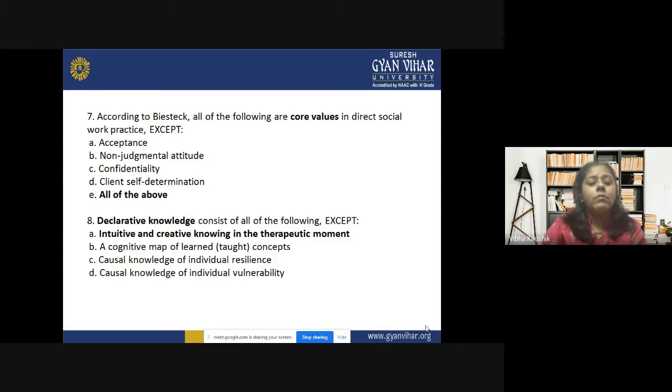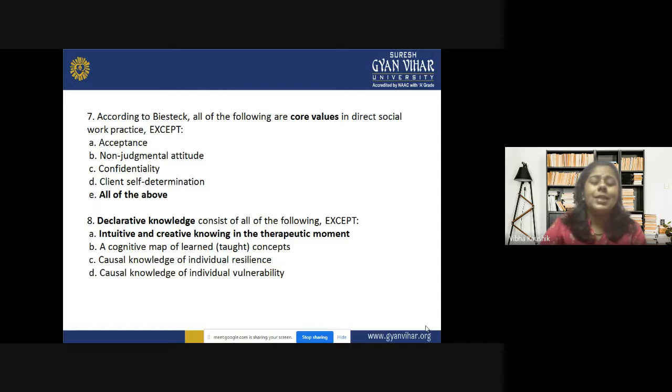Now, the eighth one, direct declarative knowledge consists of all the following except. A, intuitive and creative knowing in the therapeutic movement. B, a cognitive map of learned taught concepts. C, causal knowledge of individual resilience. Or D, causal knowledge of individual vulnerability.